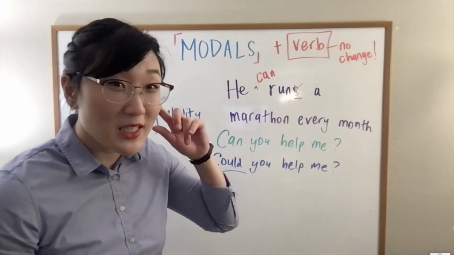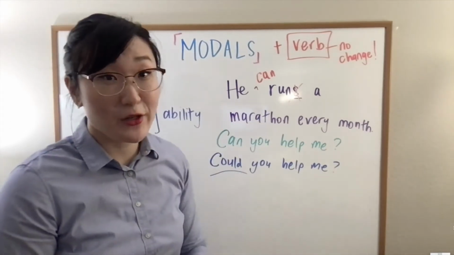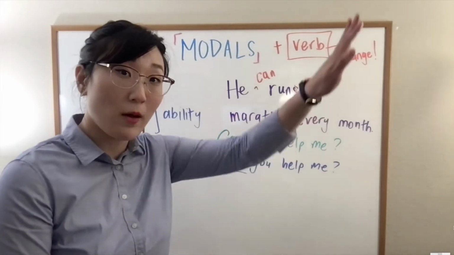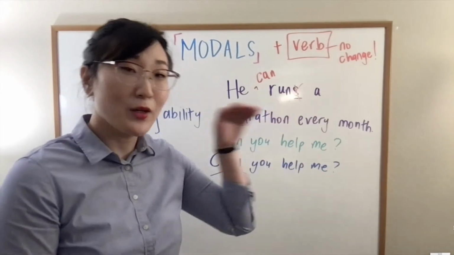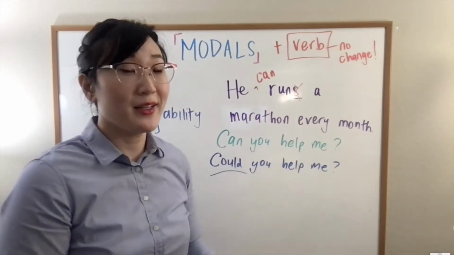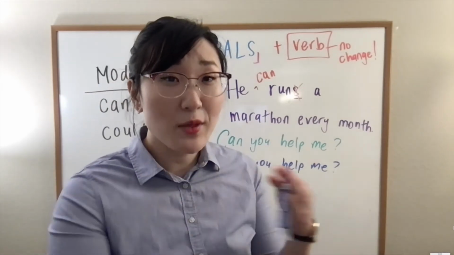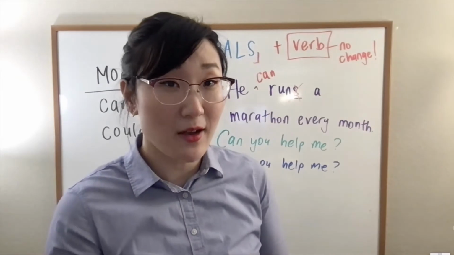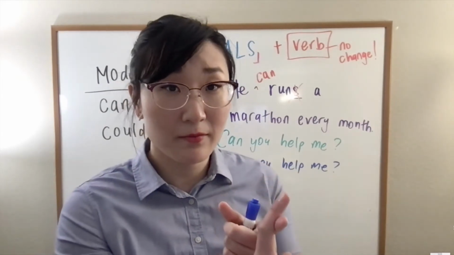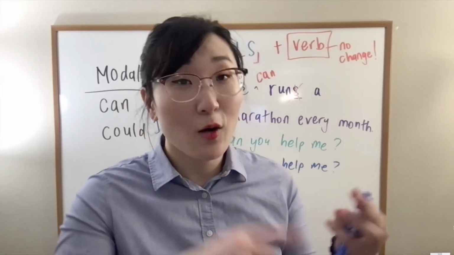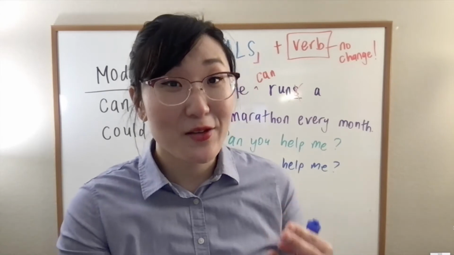So listen to the intonation, because this is a yes or no question. So the intonation will go up. Can you help me? Could you help me? Right? So this one talks about abilities. The next ones we're going to look at are going to focus on obligation, permission, or suggestions. So let's take a look at those.